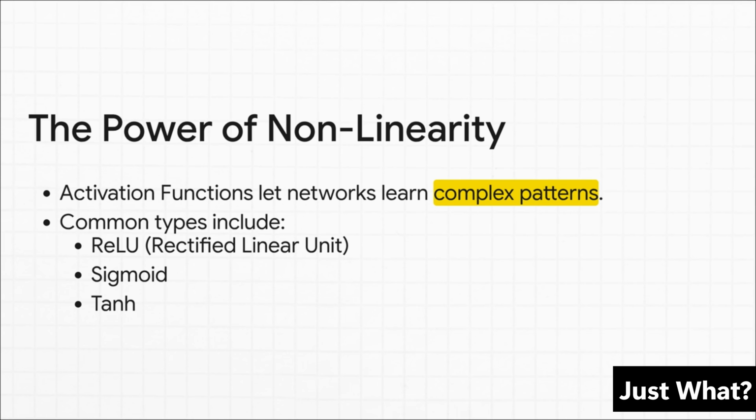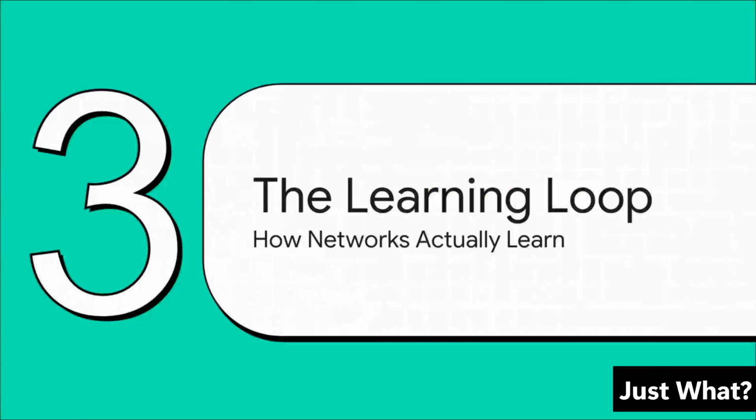Common functions like ReLU or Sigmoid are what give the network its real intelligence. So we have the building blocks, right? We've got neurons, we've got weights, we've got activation functions. But how does the network figure out the right values for all those weights and biases? How does it actually learn anything?